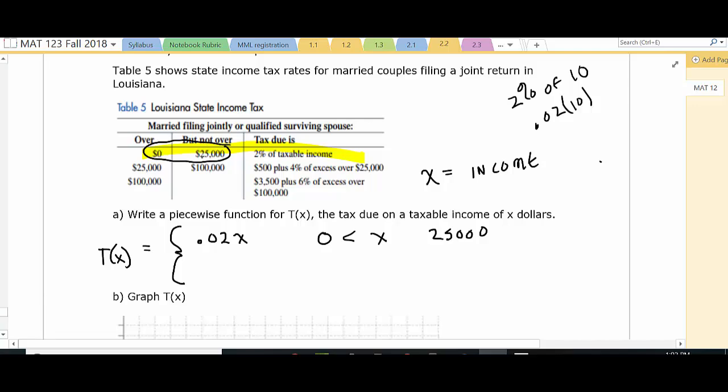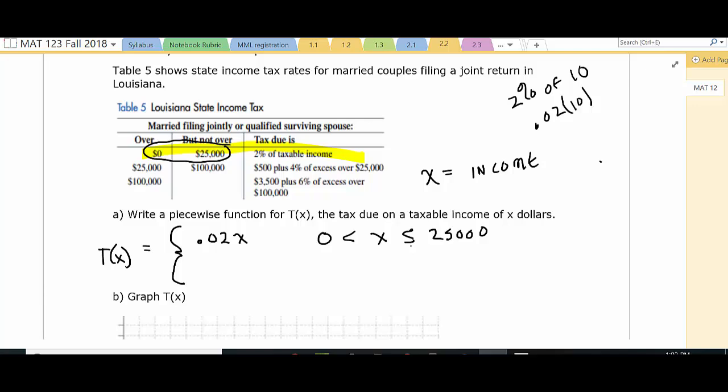Now it says not over 25,000. Would this be less than, or would it be less than or equal to? What do you think? Not over 25,000. When I read that, that tells me 25,000 is okay. When you get over 25,000, you're going to go to the next tax bracket. Okay, that's the first piece. You're going to take 2% of your income between 0 and 25,000. Tell me if that makes sense.